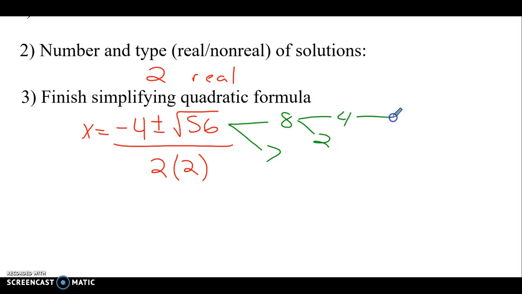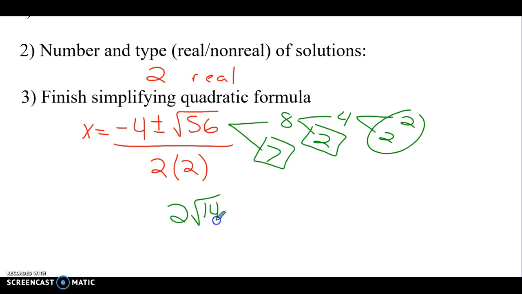4 and 2. 2 and 2, which means I have a double, single, single. So what is that whole thing? What is the square root of 56 reduced to? 2 square root of 14. But we still have plus or minus in front, negative 4 all over 4.